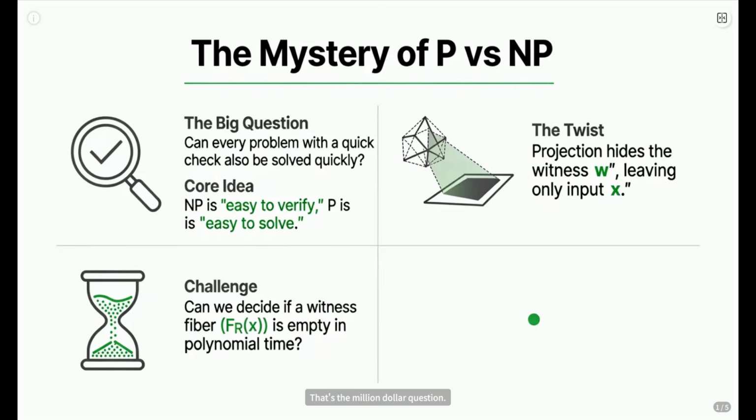That's the million-dollar question. The real kicker is this: we only see the problem X, not the secret witness W that makes it true. Can we even tell if such a witness exists just from X without cheating by looking at W? And can we do it efficiently every single time?